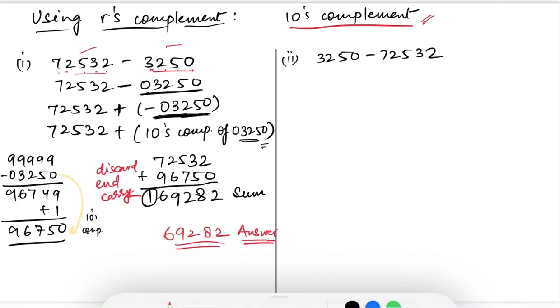So what we have learned: when I am using the r's complement method for subtraction, and if there is an end carry, discard the end carry and the remaining sum will be the final answer.